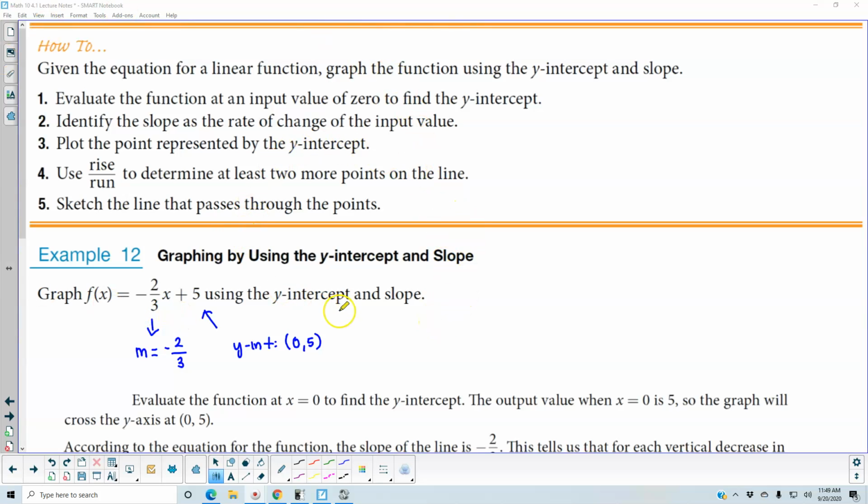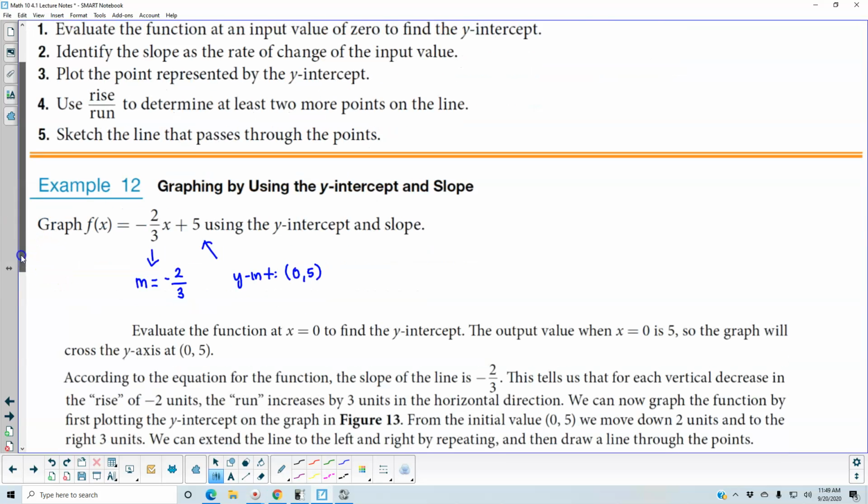So because this is in slope-intercept form, we can determine what the y-intercept and the slope are by looking at the equation. Now also notice that we have a negative in front of the 2/3, which means that we're going to have a decreasing slope. So it's always important to identify this information before you start moving ahead.